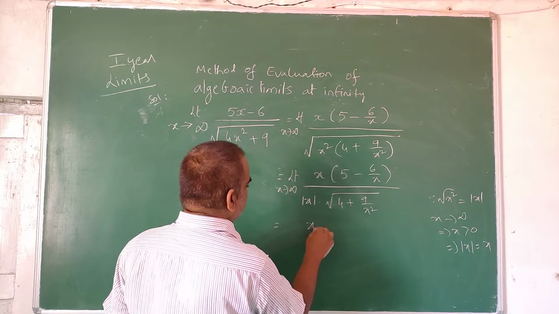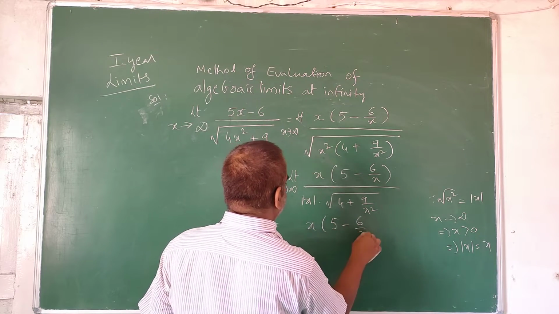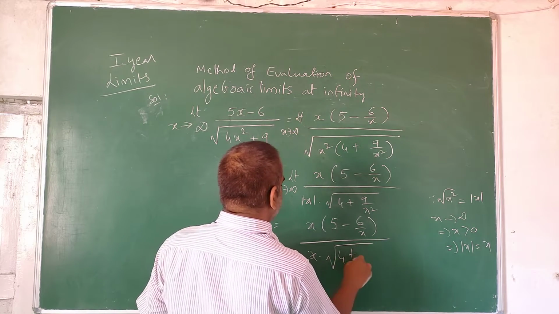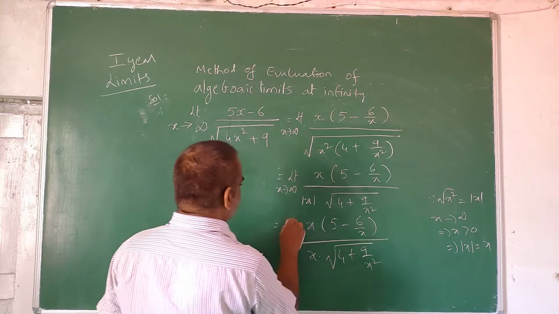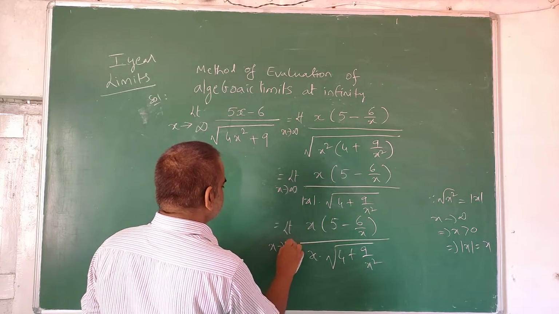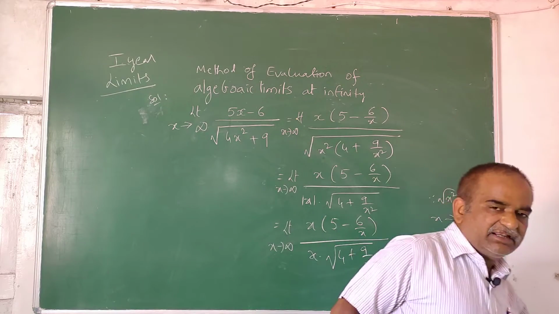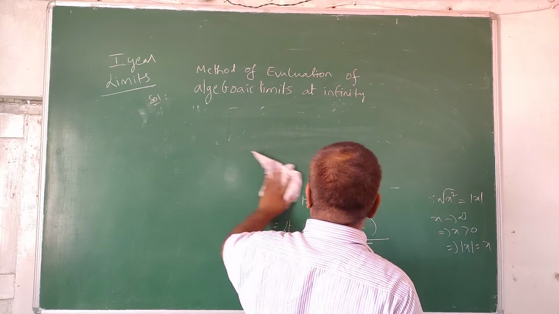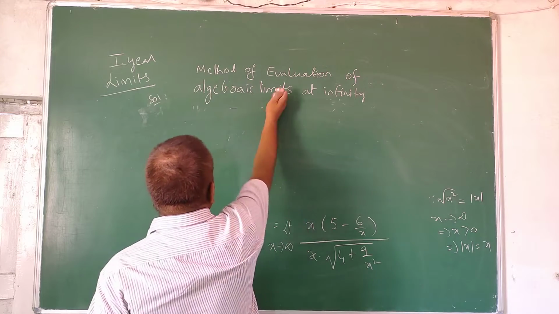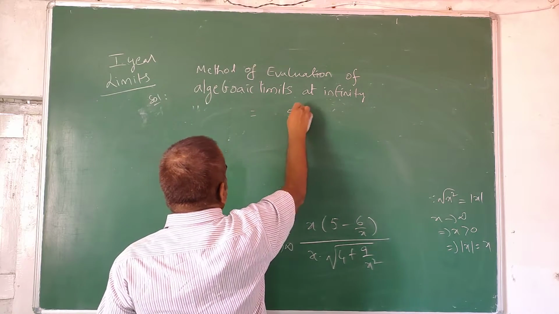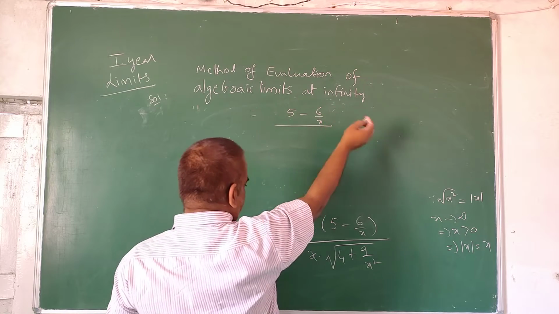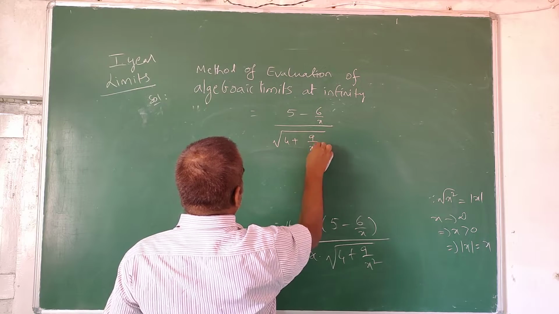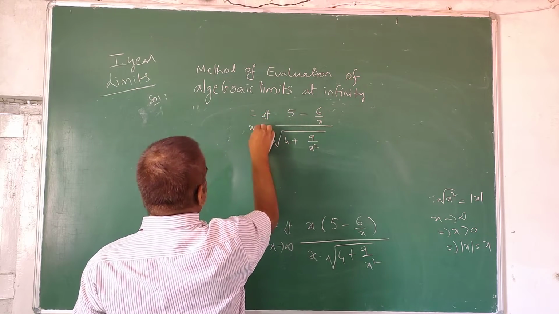So in the next step, x into (5 minus 6 by x) divided by, since mod x is x, x into root over (4 plus 9 by x square), as limit extends to infinity. Now this x and x get cancelled, then you are left with (5 minus 6 by x) divided by root over (4 plus 9 by x square) as limit extends to infinity.